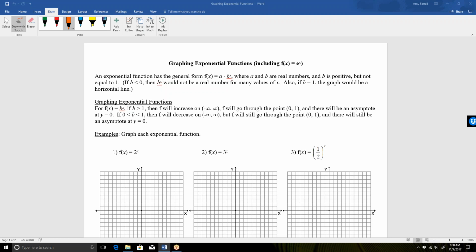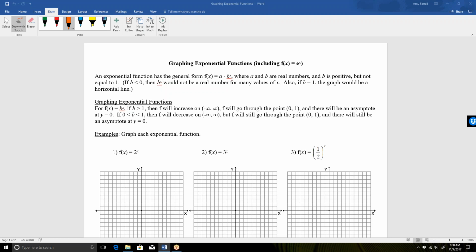Down here, we're going to graph, and in these graphs, we're going to let our a be 1. So we're just going to look at f of x equals b to the x. An a that is different than 1 is just going to stretch or compress the graph, but we're going to have our a equal to 1 each time. If b is greater than 1, then we're going to see that the function will increase, and we'll go through the point 0, 1. There's also going to be an asymptote at y equals 0, which is the x-axis.